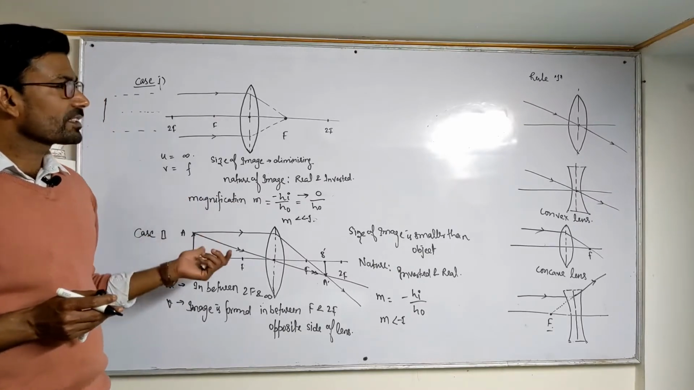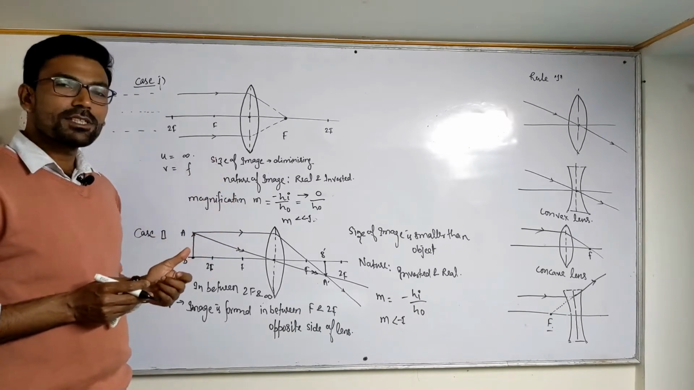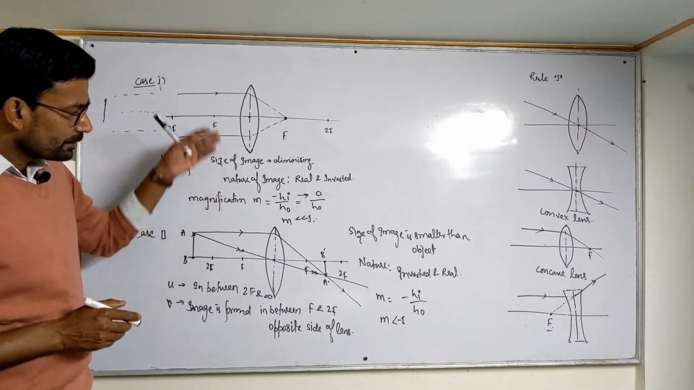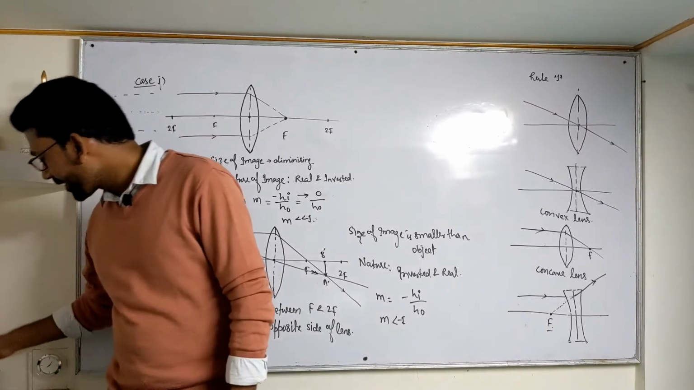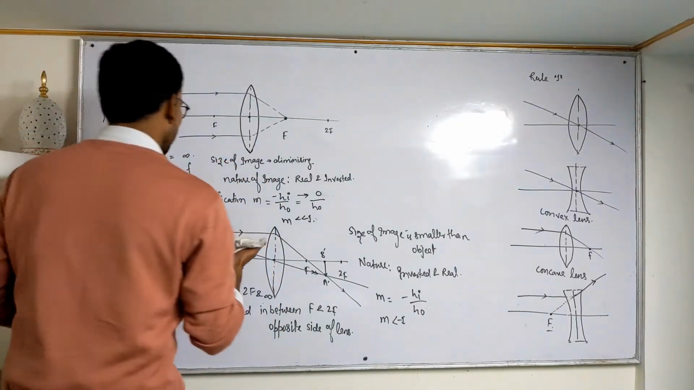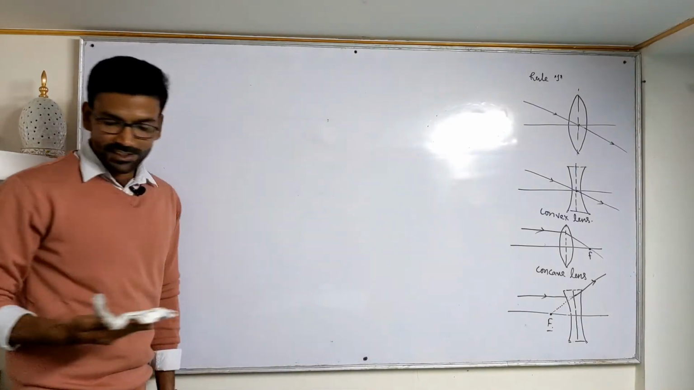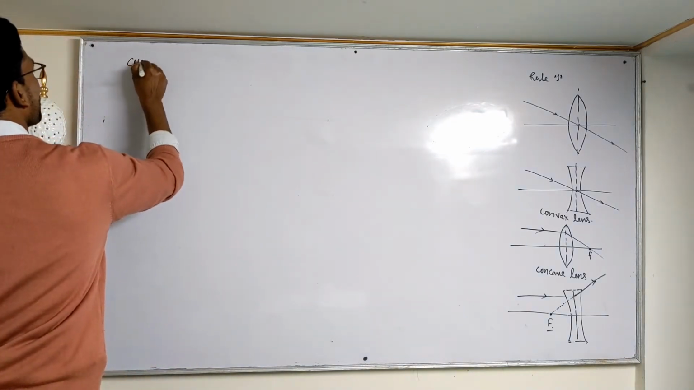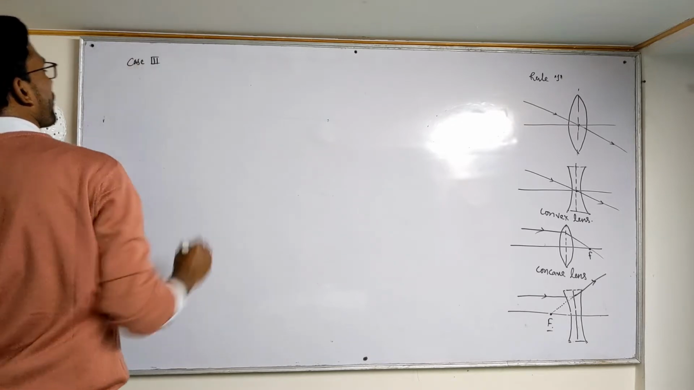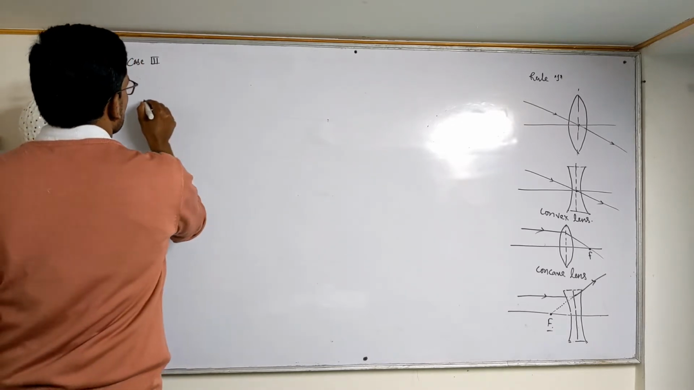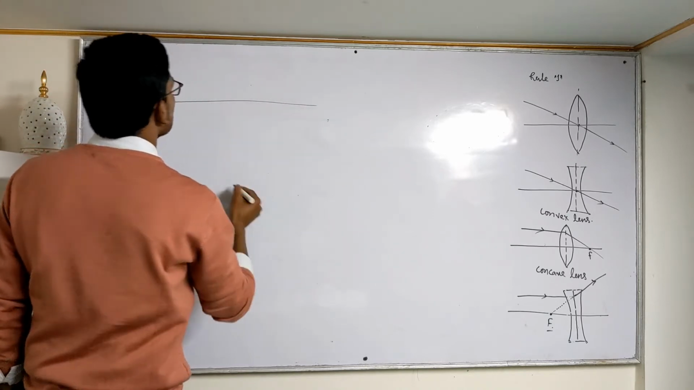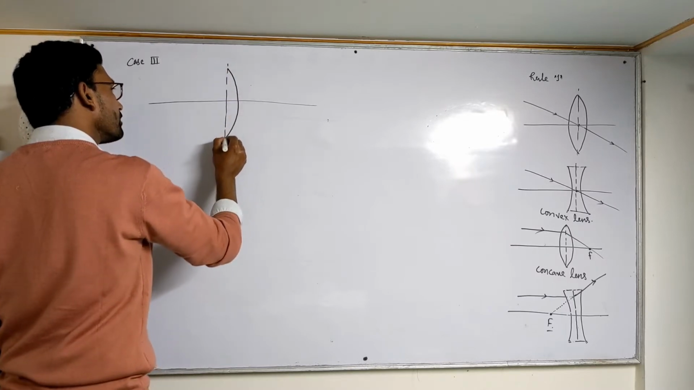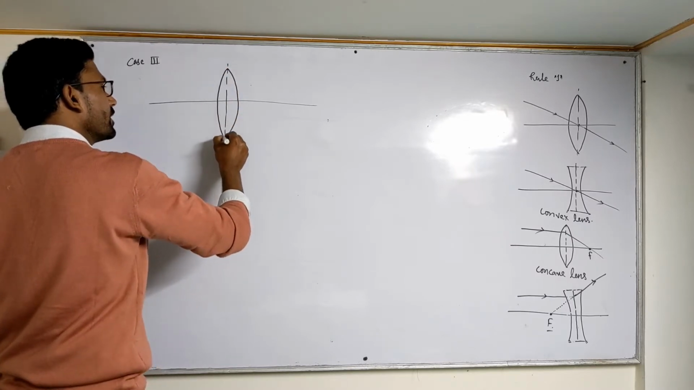of how a convex lens can form the image. Let's take one more example. For that we have to erase all these things. Case third. Suppose we have a lens in this way.